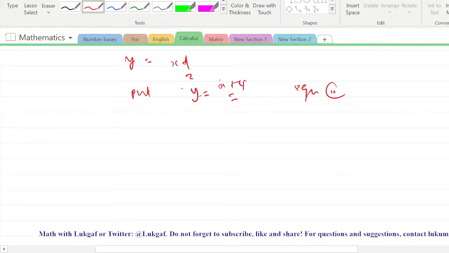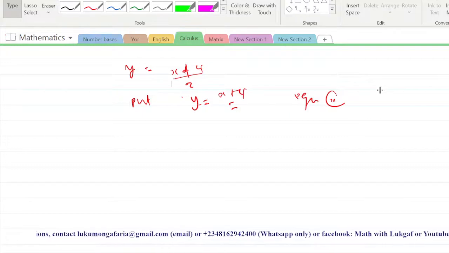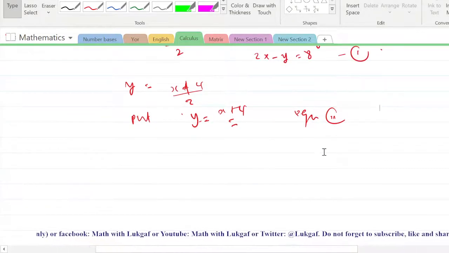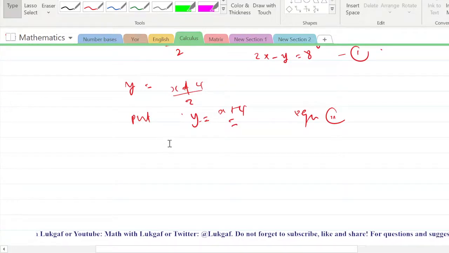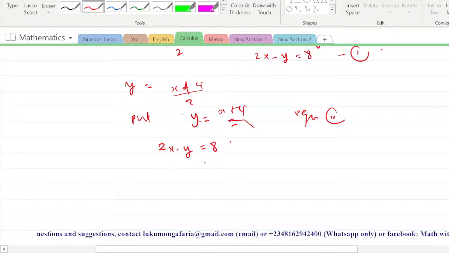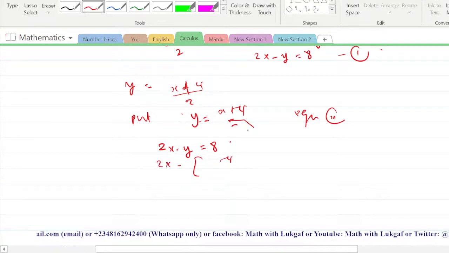If I put that in equation 1, what is my equation 1? In my equation 1, I have 2x minus y is equal to 8. Then my y is s plus 4 divided by 2. Then I'm going to have 2s minus s plus 4 divided by 2 is equal to 8.